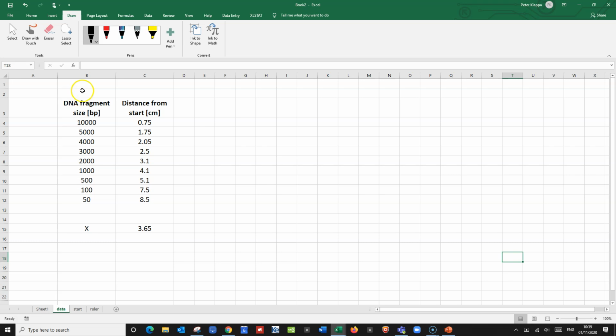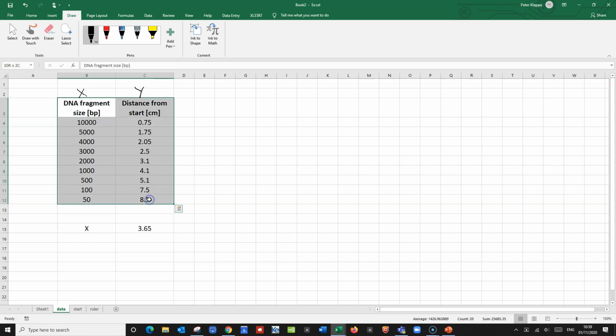And our independent variable, that is the variable that we have control over, would be here our x value, whereas the dependent variable, which depends on the DNA fragment, would be our y value, just to make sure that we understand what we plot. So we would plot DNA fragment on the x-axis and the distance from the start on the y-axis.